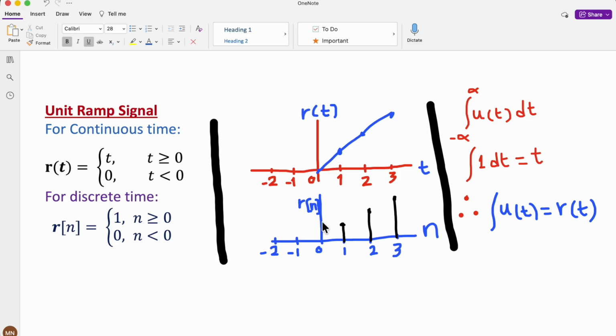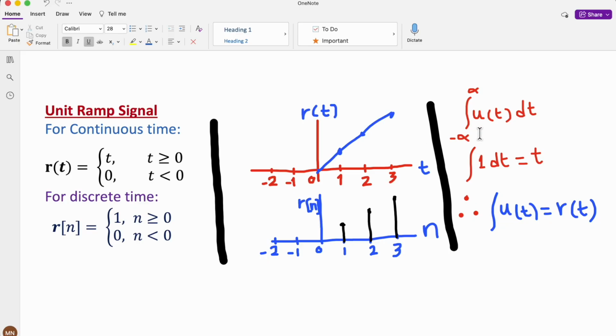If you want to show that signal in discrete time, you can say that the sample value at 0 is 0, at 1 is 1, at 2 is 2, and at 3 it is 3. So you can have different sample values for different values of n. You can represent both of them.